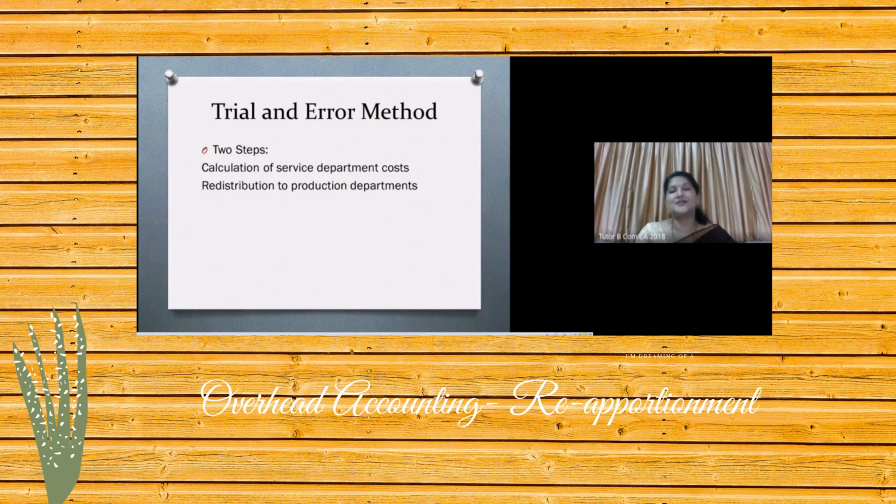In today's class, we are going to learn about the trial and error method, which is another method used for reapportionment of the expenses of our service departments. In the trial and error method, what we have to notice is we have two steps, right?